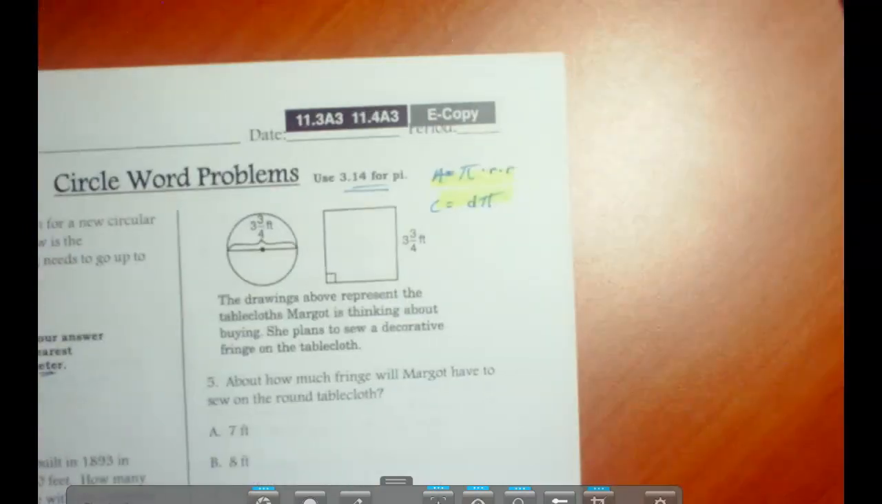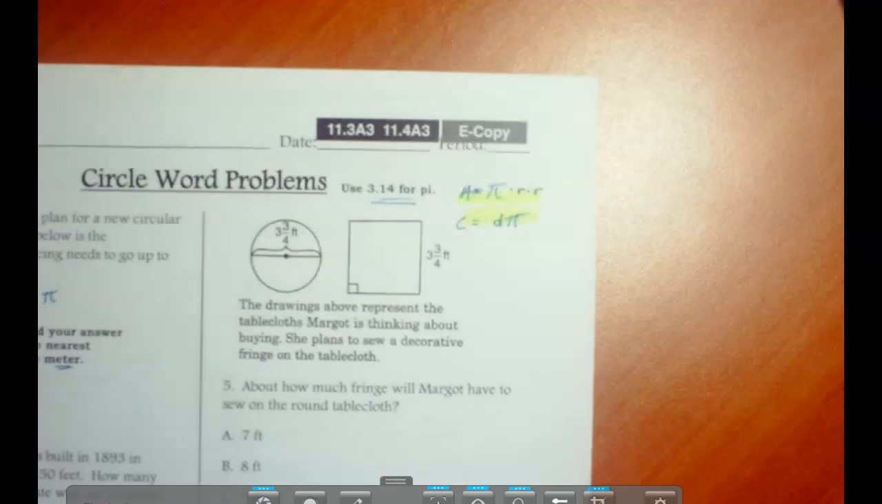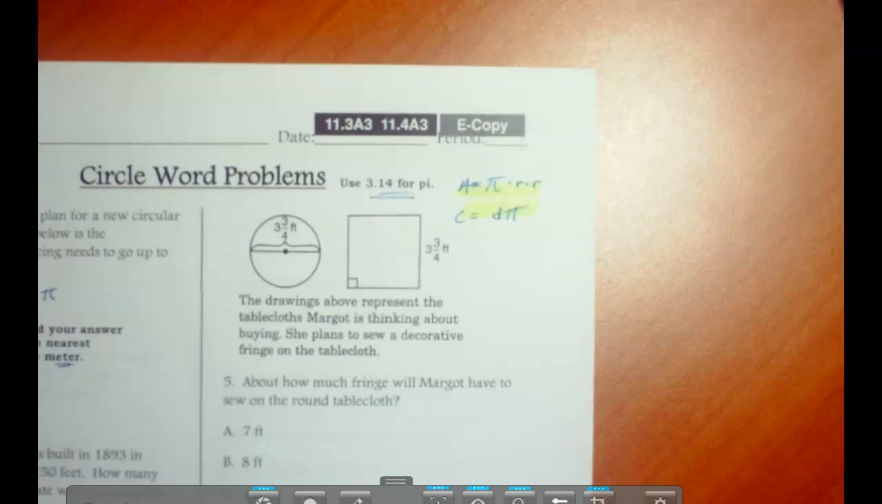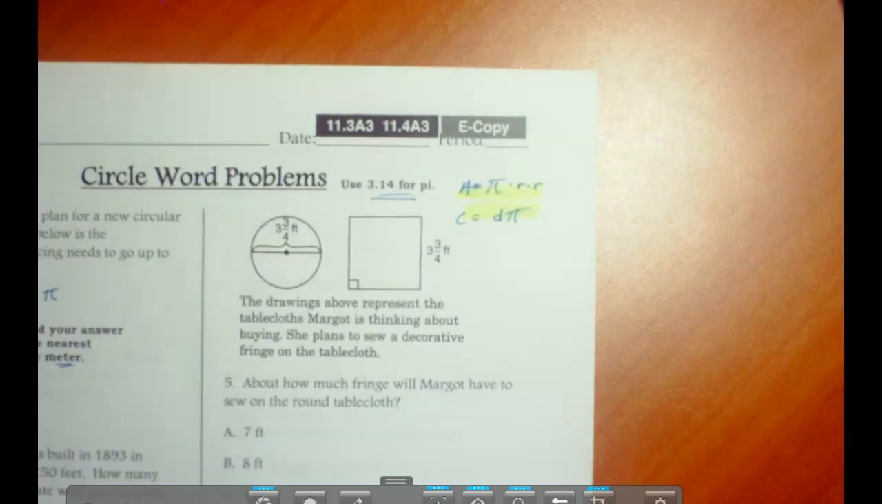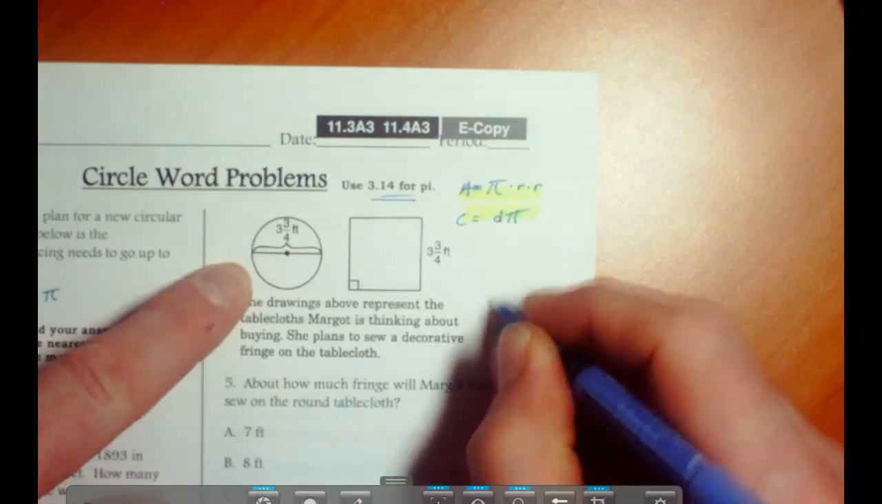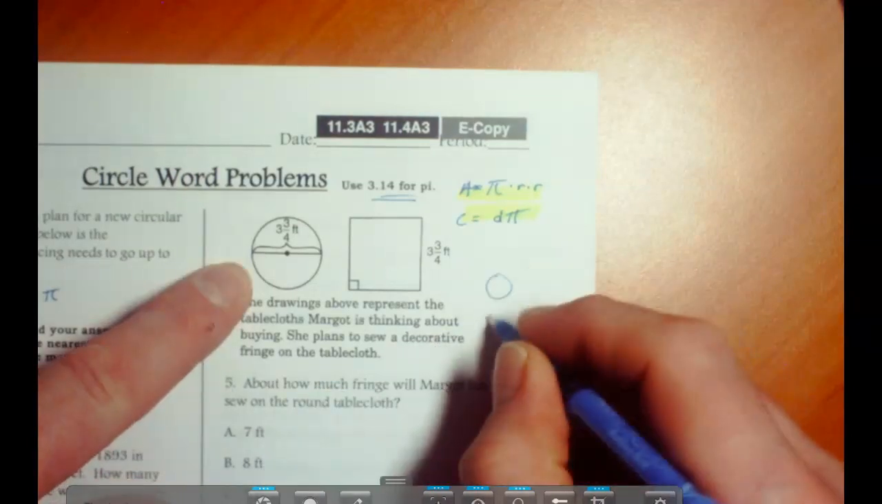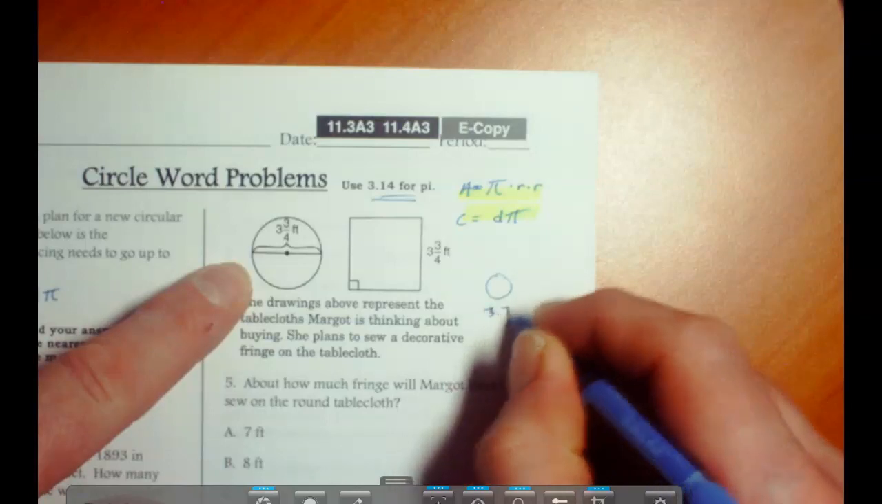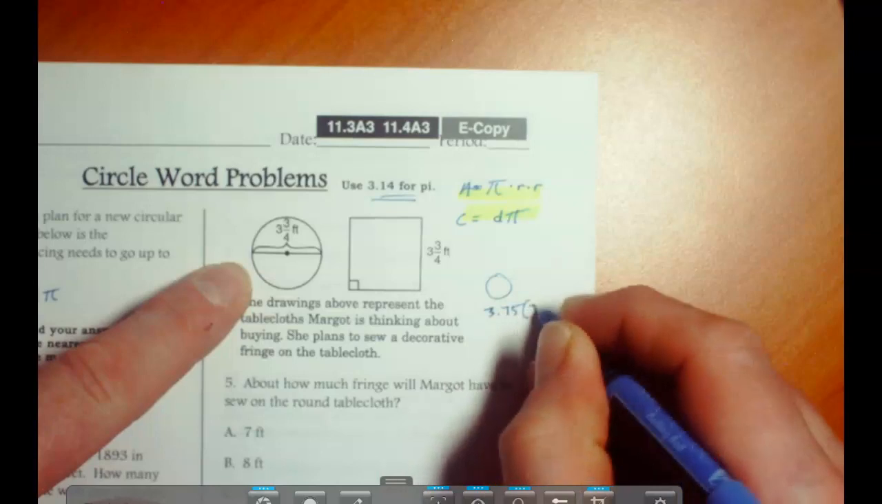Let's take a look at another one here. This one always kind of confuses kids, so let's just take a look at it. The drawings above represent the tablecloths Margot is thinking about buying. She plans to sew a decorative fringe on the tablecloth. About how much fringe will she have to sew on the round tablecloth? Again, this is a circumference problem. So for the circle, I'll just draw a little circle here, we'd have to take the diameter times pi, so that's going to be 3.75, just convert it to a decimal, times pi.